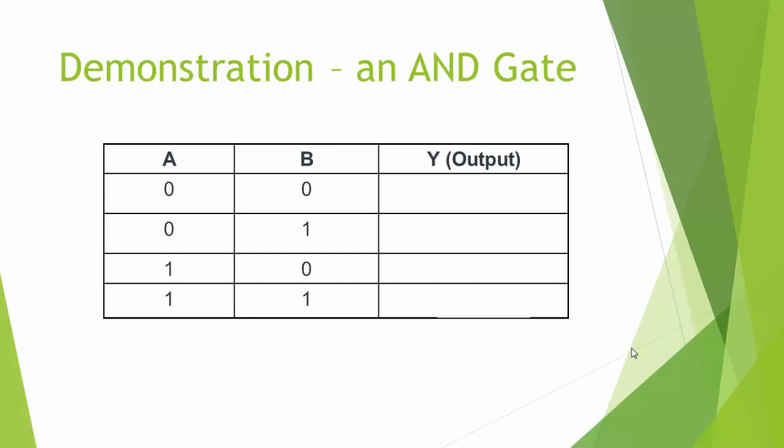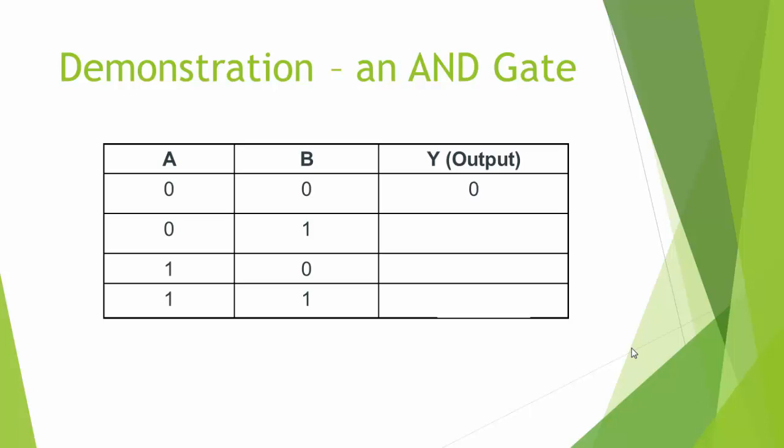So let's illustrate that with an AND gate. Remember that an AND gate will give us a high output, a 1 from Y, only if A and B are 1s. Well, if you were listening closely to that sentence, you should be able to populate this truth table very easily. If A is low and B is low, then we can expect Y to be low.